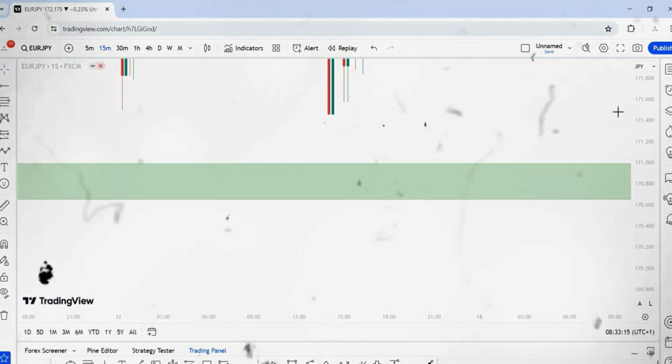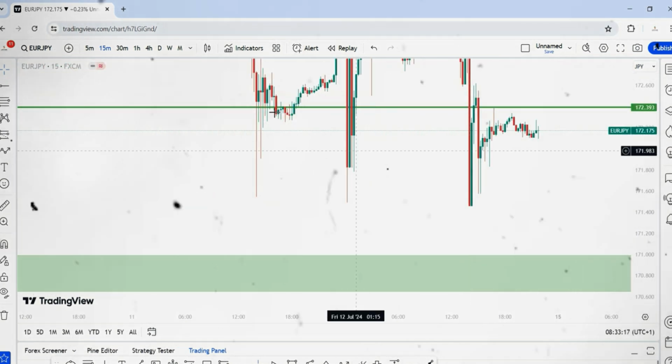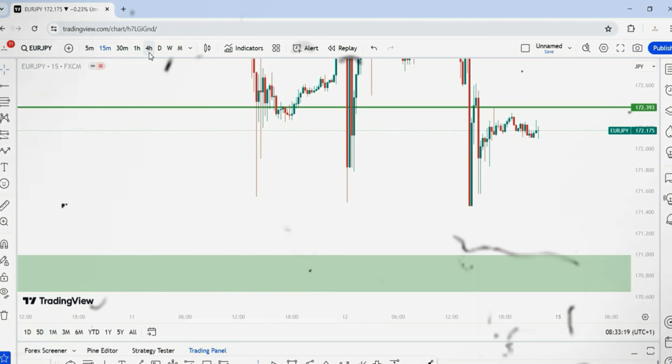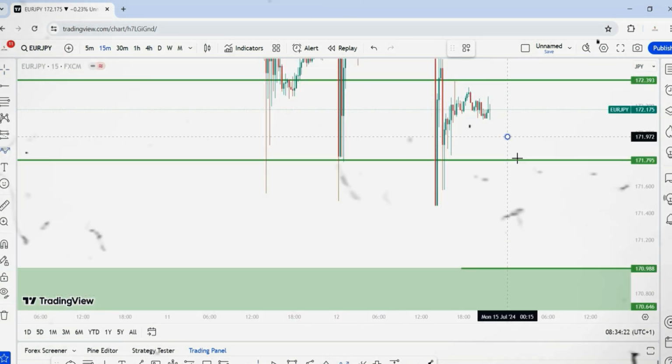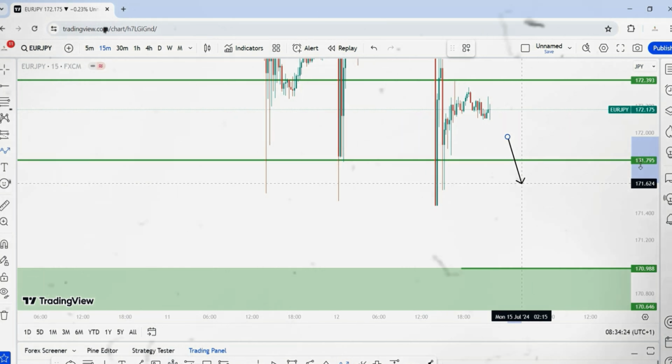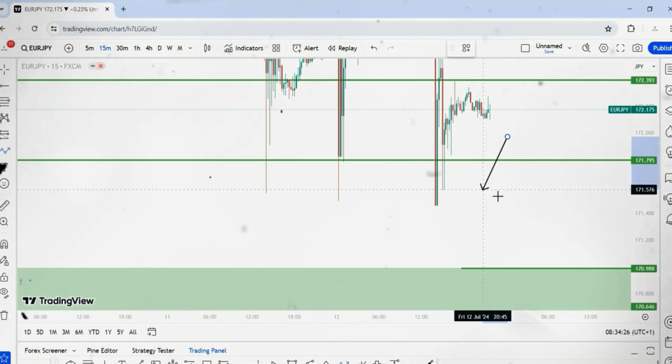And guys, this is for those that are not in this bearish move yet. I would like to give you an entry. Let's wait for price on this 15 minutes time frame to break properly below this 171.795 area.